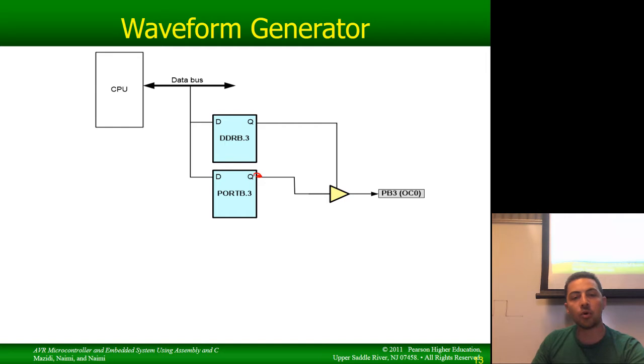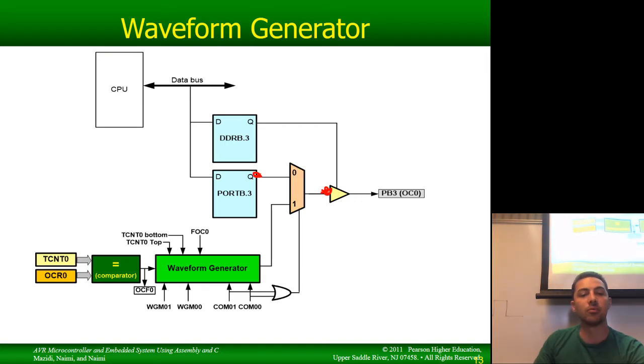In between the port register and the tri-state buffer, we add in a little bit more circuitry. We add in this multiplexer. Most of the time, when we're not doing waveform generation, it goes straight through, okay? It acts like the mux isn't there. But, notice here, these are these COM bits, compare output mode.